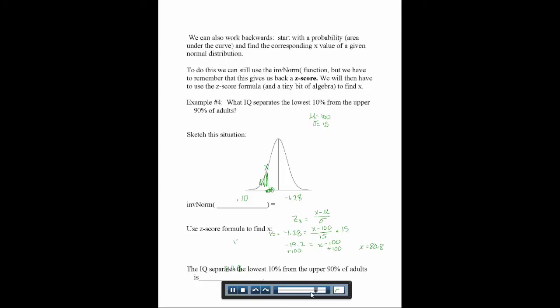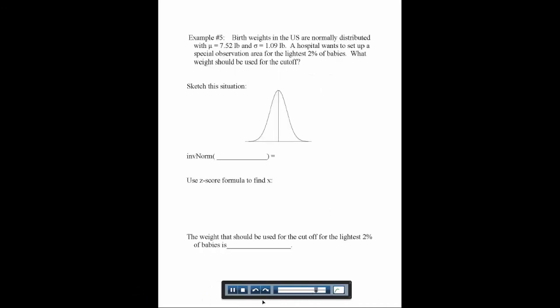So we'll do one more problem like this. Example 5 says that birth weights in the U.S. are normally distributed with a mean of 7.52 pounds and a standard deviation of 1.09 pounds. A hospital wants to set up a special observation area for the lightest 2% of babies. So we want to know what weight should be the cutoff. We're saying the lightest 2%, so we want the x value where this tail would have 2%.